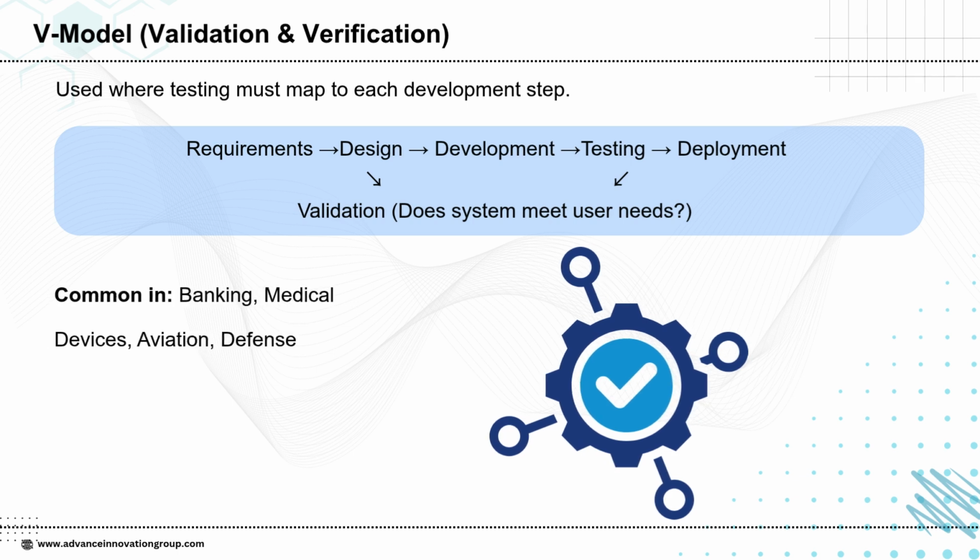The V model is a development approach where every development step has a matching testing step. Flow goes: requirements, design, development, testing, deployment. At each stage, the project checks if outputs meet expectations. Final step is validation: does the system meet user needs? Commonly used in banking, medical devices, aviation, and defense because it requires high reliability and strict testing.